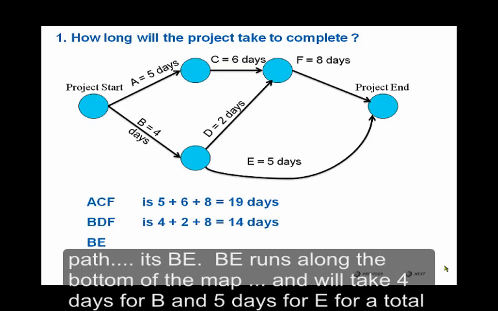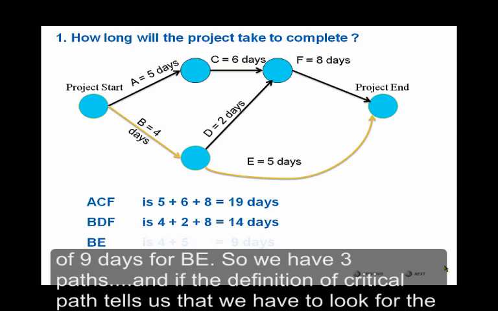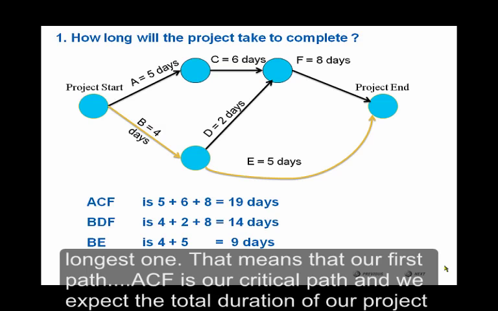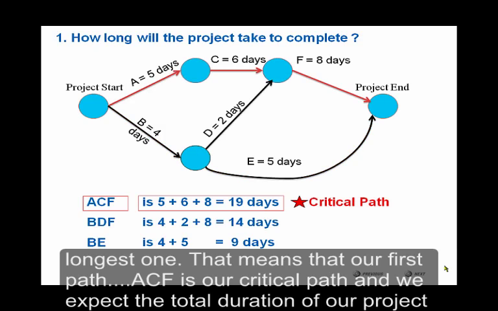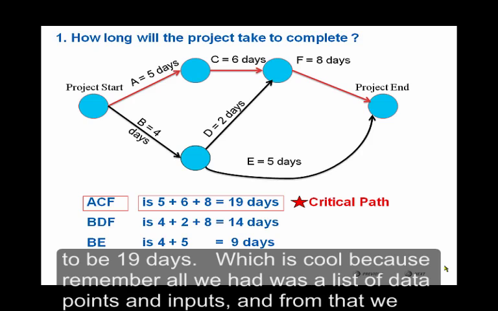It's BE. Okay, BE runs along the bottom of the map. And it's going to take 4 days for B and 5 days for E, for a total of 9 days for BE. So we have 3 paths. And if the definition of critical path tells us that we have to look for the longest one, that means our first path, ACF, is our critical path. And we expect the total duration of our project to be 19 days.